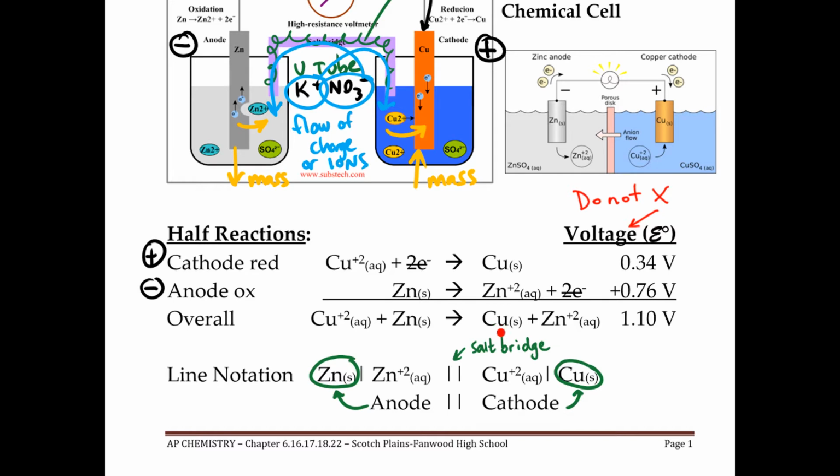And just to let you know, the actual anode is the solid. And the actual cathode is the solid. So in this diagram, the anode is actually the zinc strip. And in this diagram, the cathode is actually the copper strip.